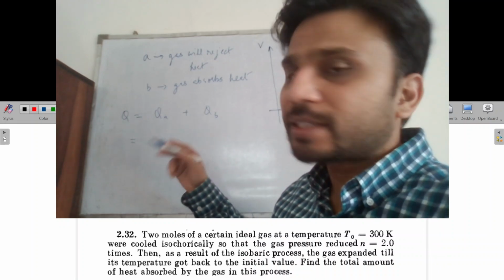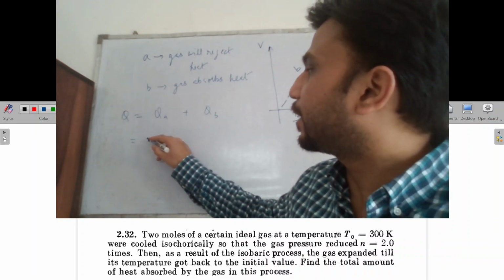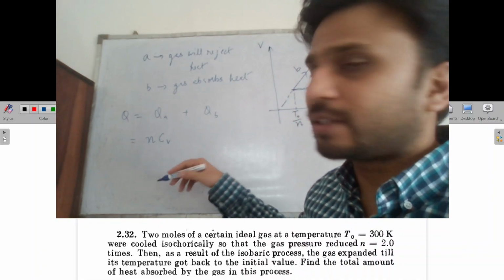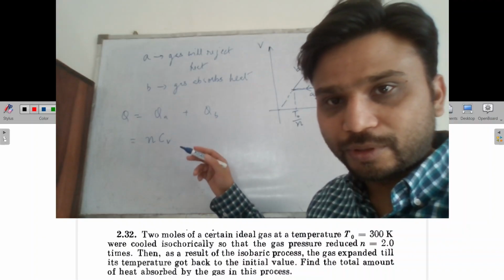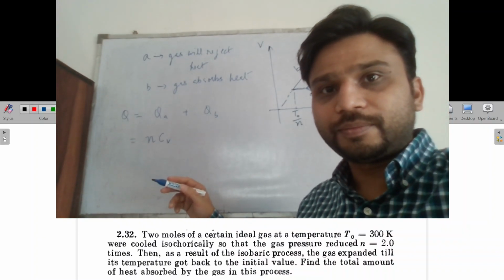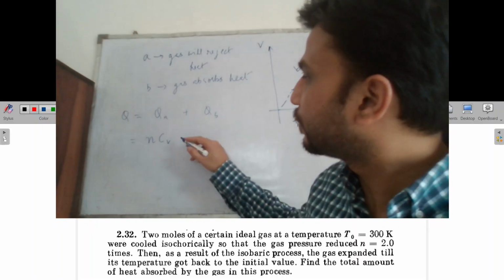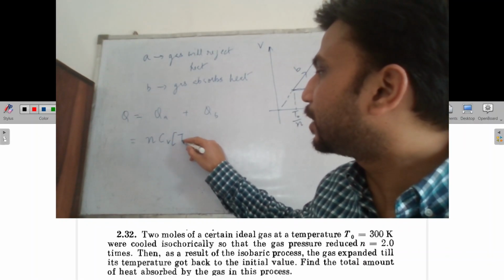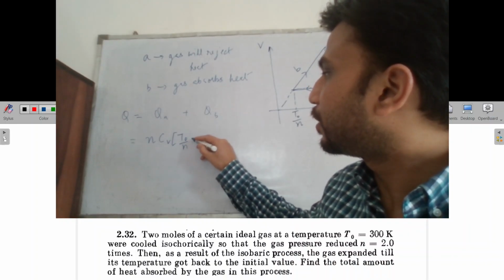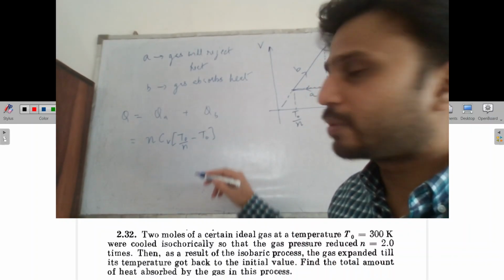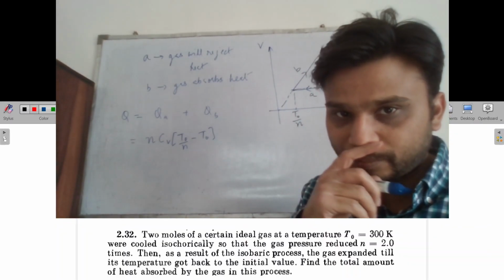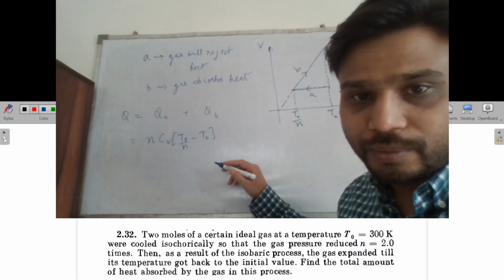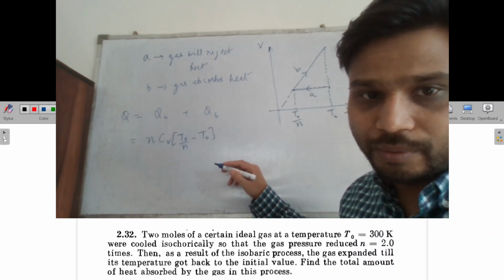In process A, it's an isochoric process. So we have n, that is the moles of the gas, Cv, that is the molar specific heat capacity at constant volume, and the change in temperature. Our temperature is changing to the final temperature T naught by n from the initial temperature T naught. This is the value which we have.